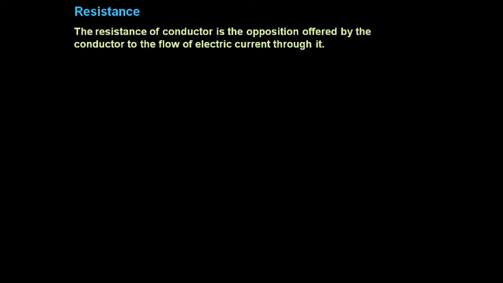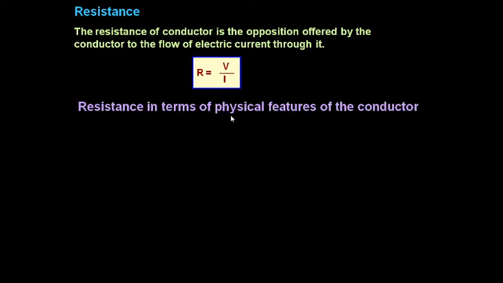Resistance of a conductor is the opposition offered by the conductor to the flow of current through it. Numerically, it is the ratio of potential difference to current, because according to Ohm's law V is equal to IR, so R is equal to V upon I.